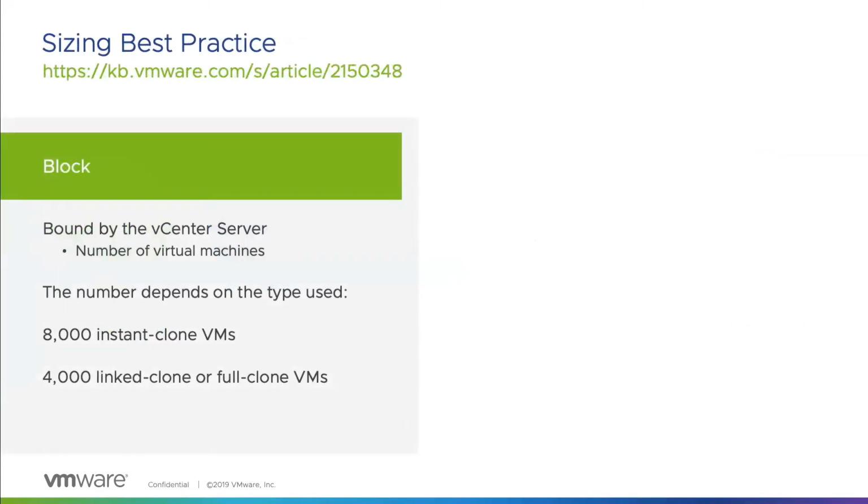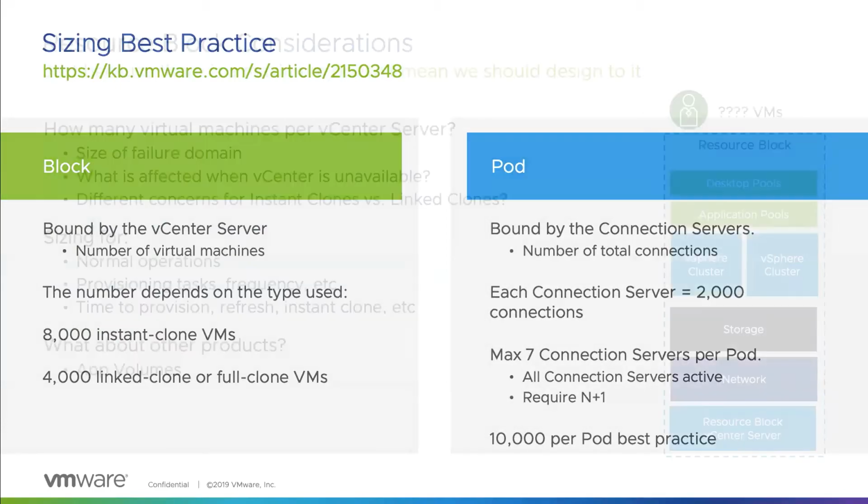Okay, so I'm skipping this slide. These are very specific sizing best practice instructions. What's been tested, what's not been tested, how many instant clone VMs if you're on a pod, which is 8,000. If you're using linked clones, it's 4,000, and so on and so forth. So these are basically numbers, all right?